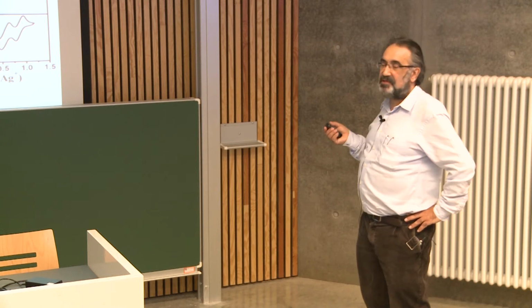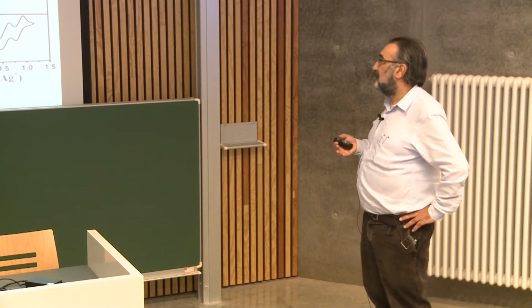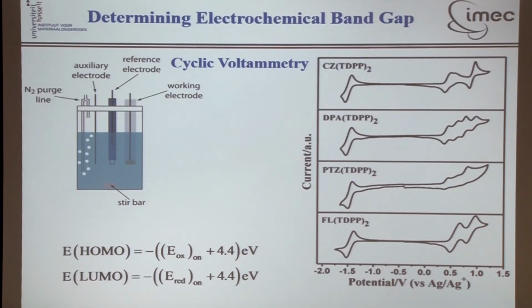Sometimes you only see oxidation. Then it's more difficult to determine the LUMO level, but even there are some tricks. So this is quite often referred to as the electrochemical band gap. Now, in principle, there is only one band gap, and that's the optical one. That's the closest to the definition. As we will see, it's not totally correct even.